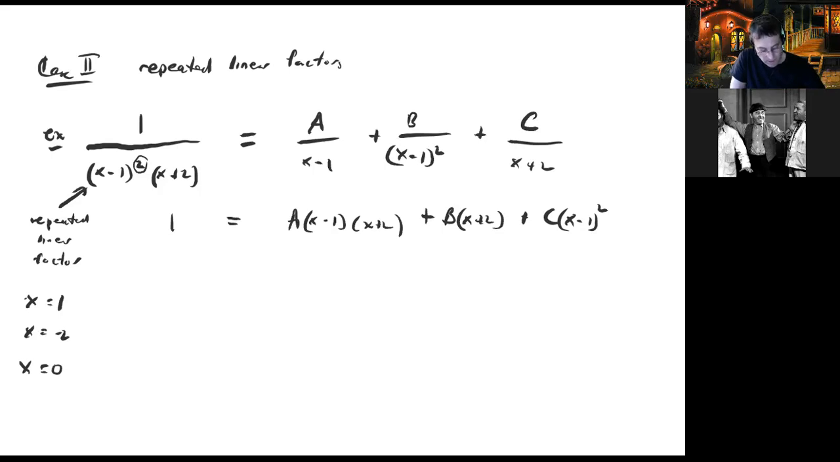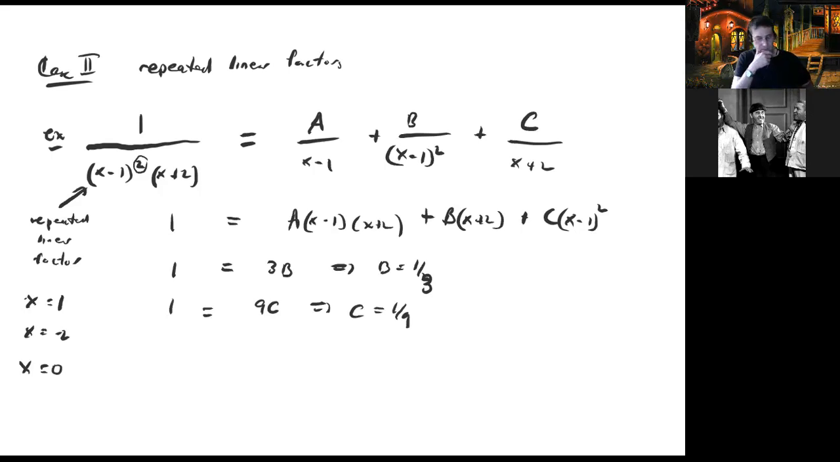So if we do x equals 1, we get 1 equals, the first term vanishes, and the last term vanishes. When x equals 1, you get 3b equals 1. That means that b is equal to 1/3. Okay, so that's easy enough. Now let's try setting x equal to minus 2. We get 1 equals, so the first term vanishes, the second term vanishes, and then minus 2 minus 1 squared gives me 9, so 9c equals 1, so c is a 9th.